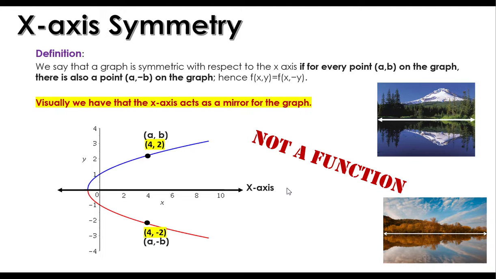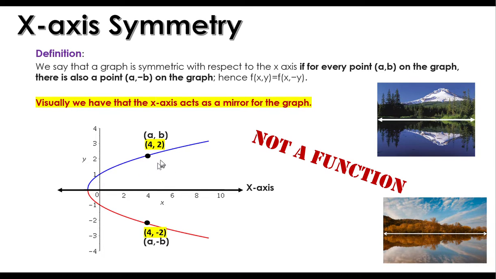All right, x-axis symmetry is when a graph is symmetric with respect to the x-axis. That means every point on the blue graph has a corresponding point on the red graph, where the only difference is that the y value has the opposite sign. So the a's are going to be the same, but the b's are going to be different.